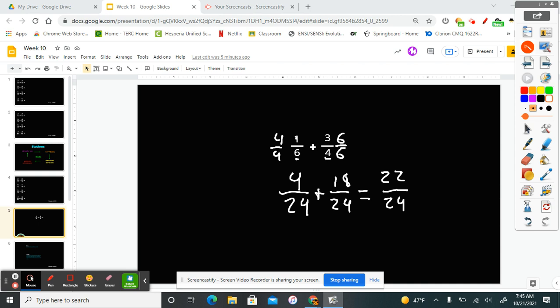So I know that 2 goes into both of these, so I'm going to go ahead and divide both of these by 2. All right, 22 divided by 2 is 11, and 24 divided by 2 is 12. So we simplified that and came up with our same answer.